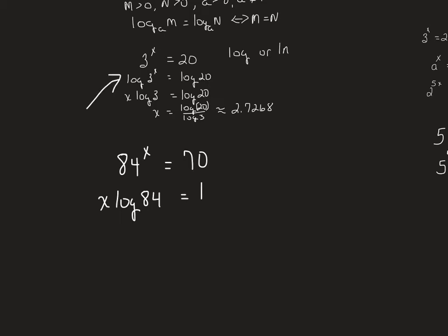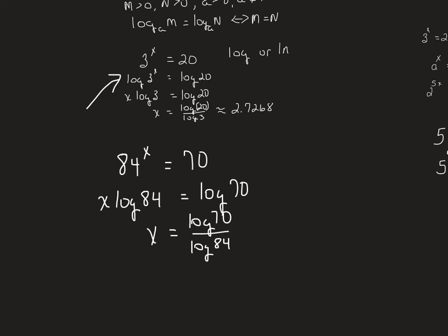And that equals the log of 70. So if I divide both sides by log of 84, we get the log of 70 divided by the log of 84. And you can use the natural log if you prefer. The only time that you want to definitely use the common log is if you're looking at a base of 10. But here, this is your exact answer, the log of 70 divided by the log of 84.